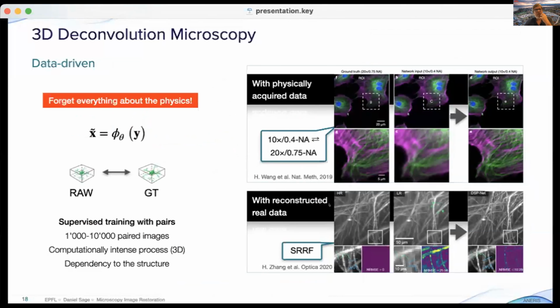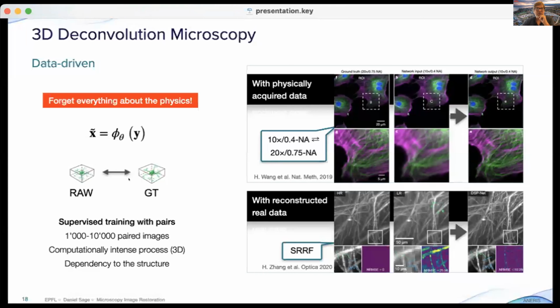Now, if we are thinking about a data-driven method for deconvolution, in that case we forget everything about physics. We just take into consideration that we have to find the best way to go from Y to X tilde, the ground truth, so how to pass from raw data to ground truth. So we have to create a dataset, pairs of images. Usually a lot of images are required. That means it's a pretty computationally intense problem, because it's in 3D and we have a lot of images, so you can imagine that it takes days to train such systems. People have done this here.